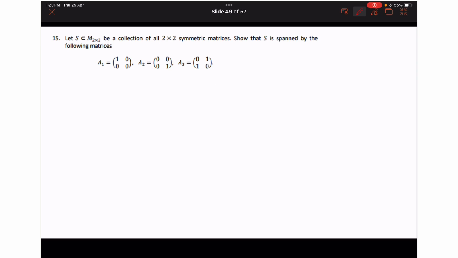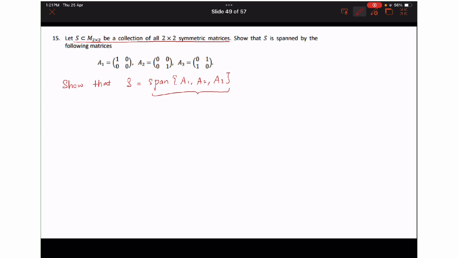In this question, we are asked to show that the set S, which is a collection of all 2 times 2 symmetric matrices, is spanned by the matrices A1, A2, and A3. That means we have to show that the set S is equal to span A1, A2, A3.